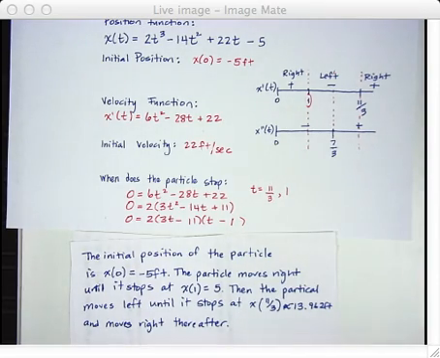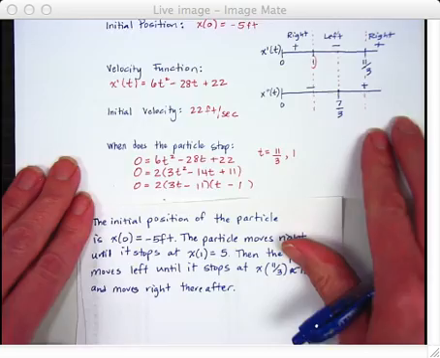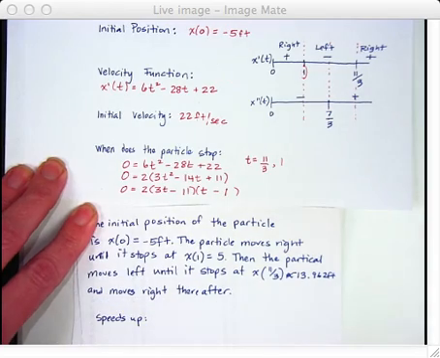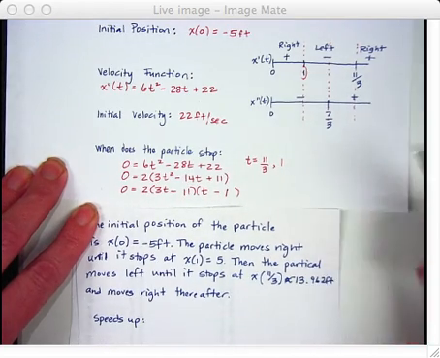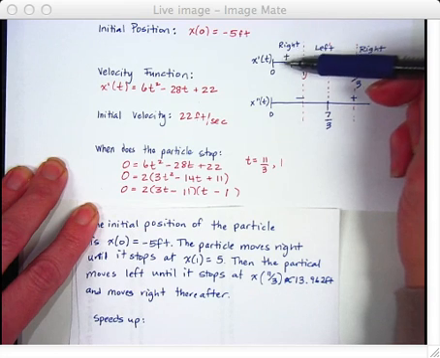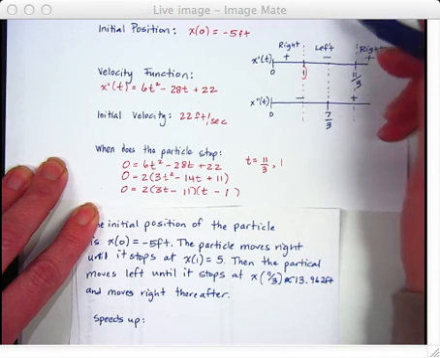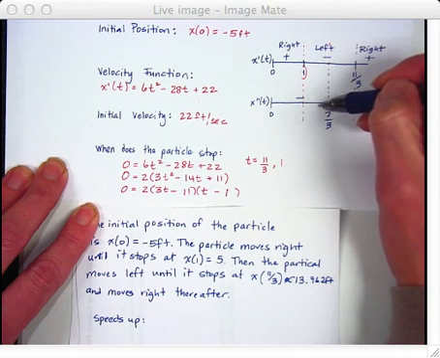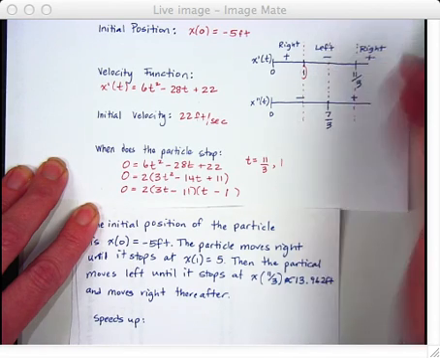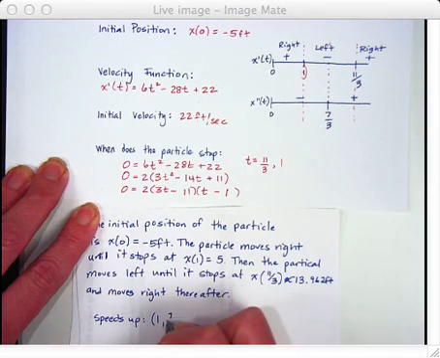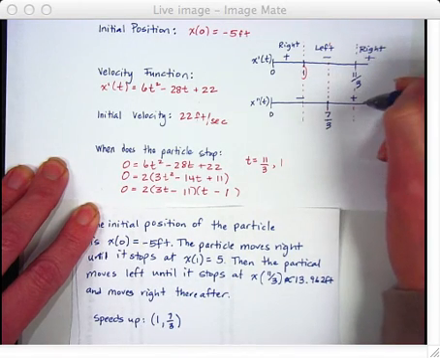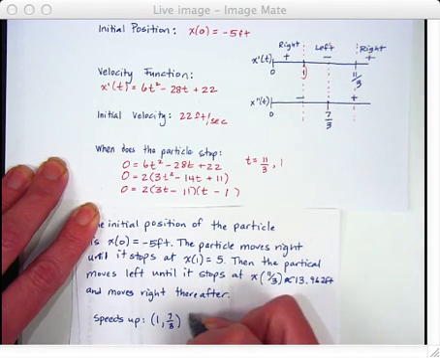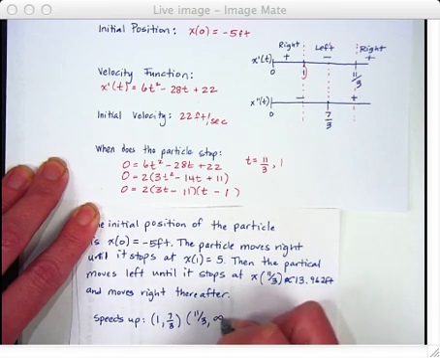So what I'm looking for is when my particle is speeding up. It's going to speed up when my velocity and my acceleration have the exact same sign. So right here they do not. The velocity is positive and the acceleration is negative. Then I see here the velocity is negative and my acceleration is negative. So this is from 1 to 7/3. Then they're opposite again, and then they become the same right here at 11/3. The velocity is positive and my acceleration is positive. So that's from 11/3 to infinity.